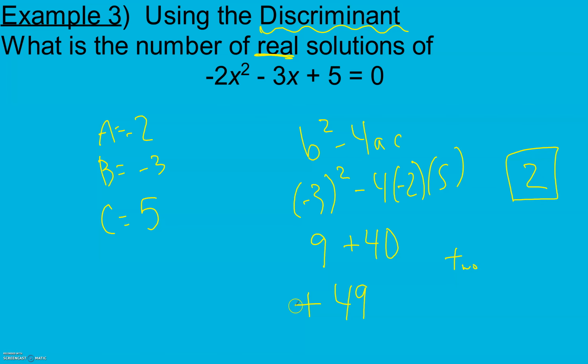Here's a way I remember. Positive gives me 2, 0 gives me 1, and a negative number gives me none. And it's not quite perfect there. But positive is going to give me 2. 0 will give me one real solution, and a negative will give me none.